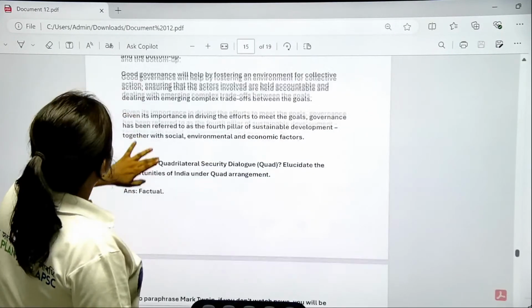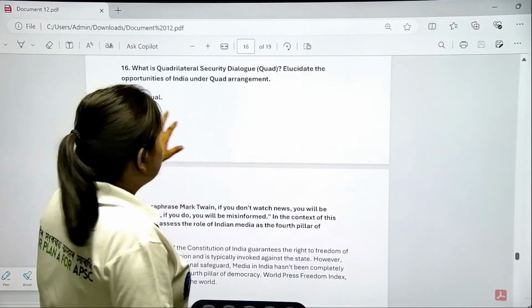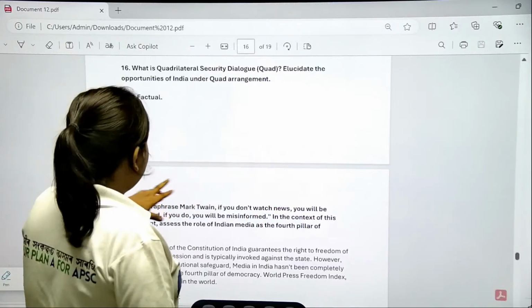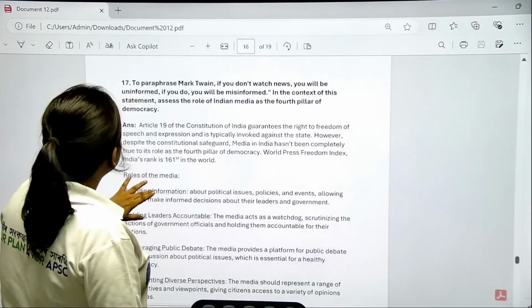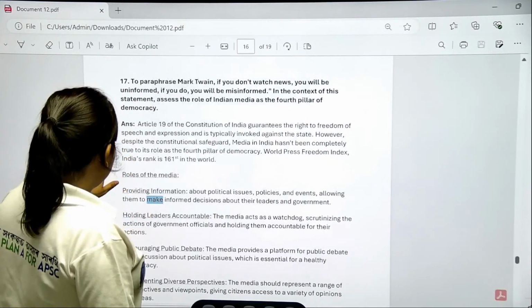Good, okay. So Quad is factual. Elucidate the opportunities of India under the Quad arrangement. Pretty factual. I think you'll be able to make it. Question number 17, okay, one second.